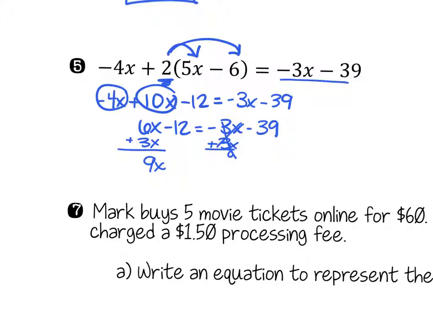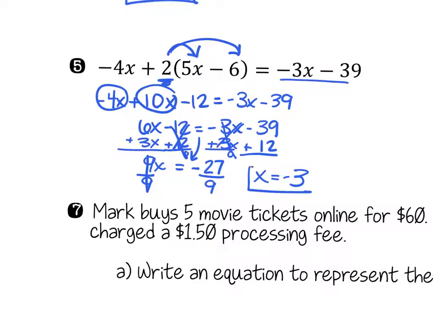And also, since I moved right to left, I now need to move left to right. So I'm going to move the 12 by adding it. That's 0. Bring down my equals and add 12 to negative 39, which is going to give me negative 27. Lastly, divide by the coefficient of 9. So x equals negative 3.